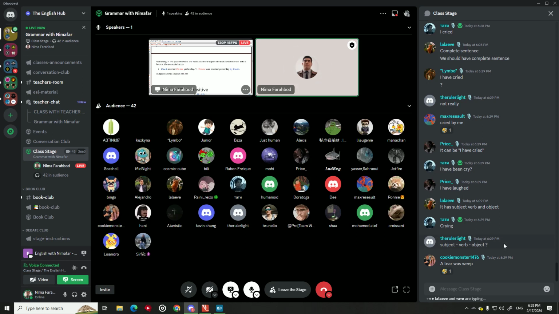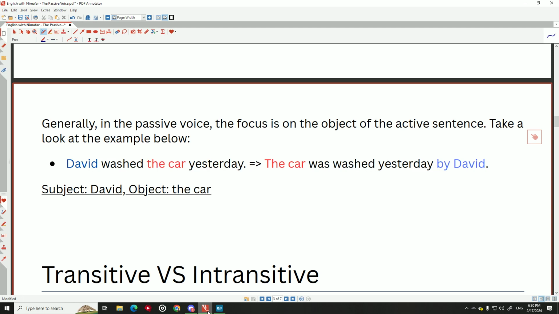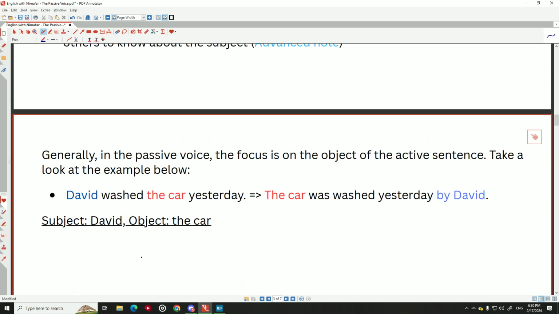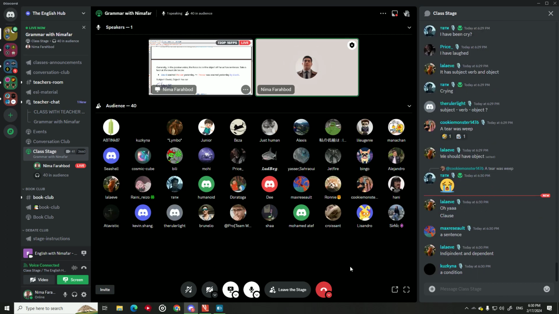Then we should have the object. Okay, first let me tell you this one. Maybe you're getting it wrong. So we have some clauses in English. What is a clause? Before we talk about this, what is a clause in English? How do you define, how do you explain a clause? Just a sentence, any kind of sentence?